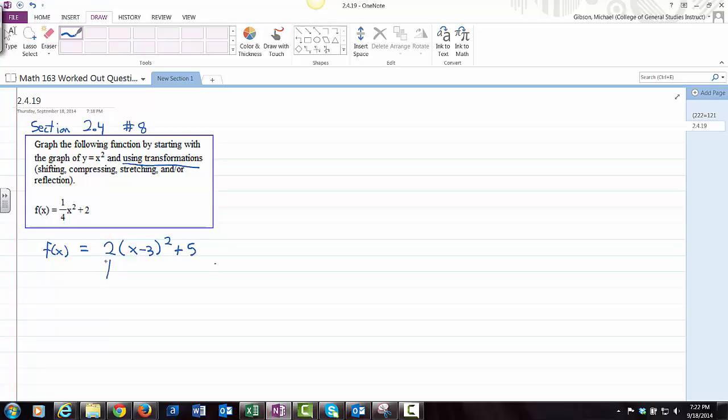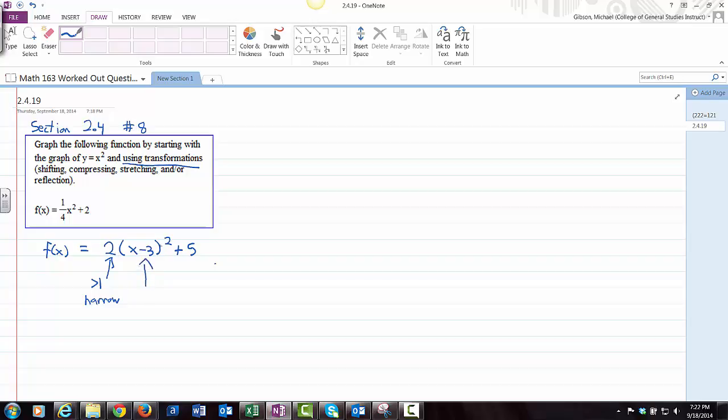The 2 here, a number bigger than 1, when you multiply by it, that actually is kind of a scrunch factor. It will make it narrower. All right, a number between 0 and 1 would make it wider.